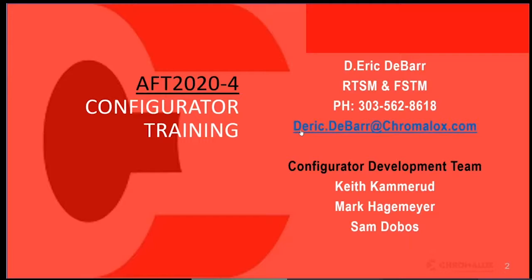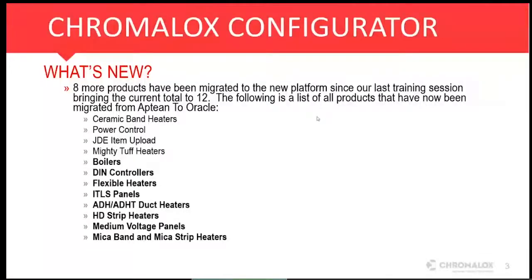Thanks, Derek. Thanks everyone for joining. As some of you may have joined the first training session back in December, that was our initial rollout with 4 products. Now, as Derek said, we have 8 more products that have migrated. Those are boilers, the DIN controllers, flex heaters, ITLS panels, duct heaters, HD strips, medium voltage panels, which was a new product from a configurator standpoint, at least. That wasn't migrated. And mica band and mica strip heaters.